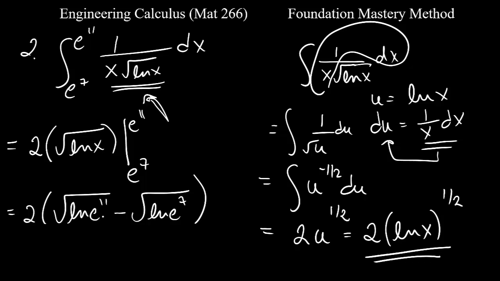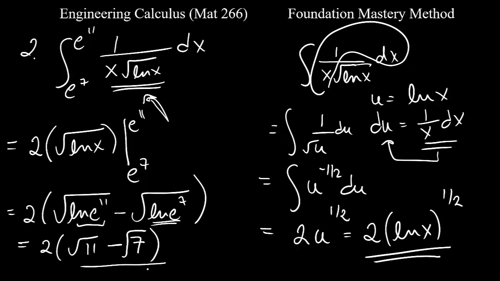Well, since the natural log and exponential functions are inverses of one another, the natural log of e to the 11th is just 11, so this is going to be 2 times the square root of 11, minus, and again here, this will be just the square root of 7, so minus the square root of 7, and this right here is our exact answer.